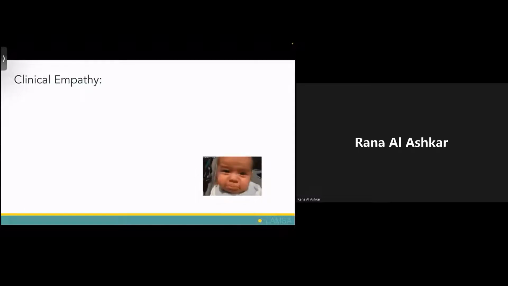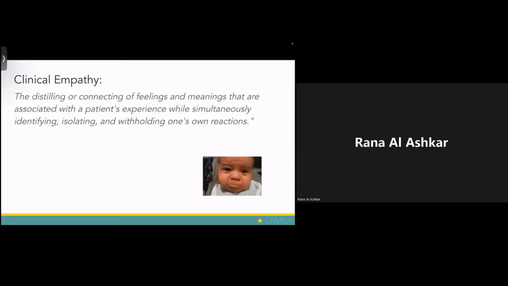What is clinical empathy, on the other hand? This is the subject of our session today. Clinical empathy is directly correlated between physicians and patients, or healthcare professionals and patients. It's the ability to connect and to understand what my patient is experiencing. So I can identify it, I can isolate it, I can withhold my own reaction, but I understand what my patient is feeling.